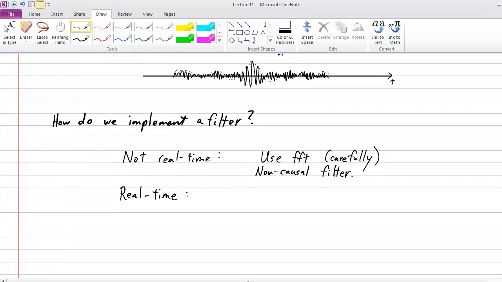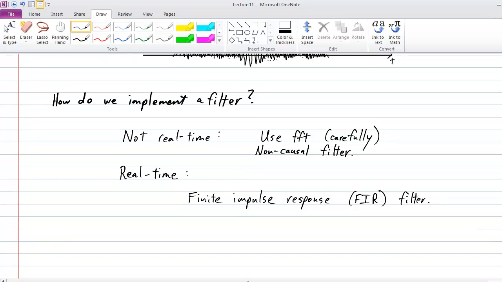And here's one way to do it. A finite impulse response, which we say FIR filter. And what this means, this isn't the only way. This is one way. But this way will be the easiest to understand, so we'll go ahead and talk about this.